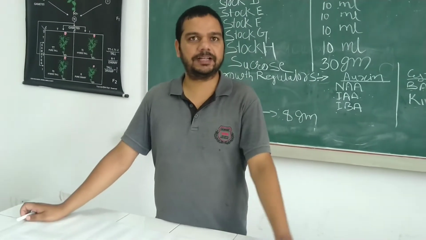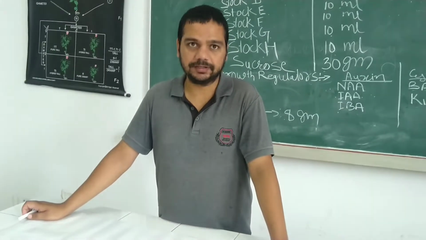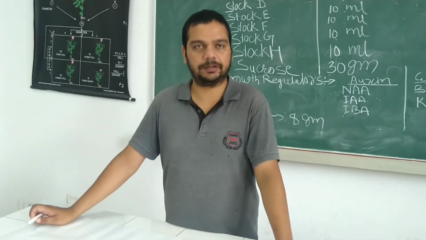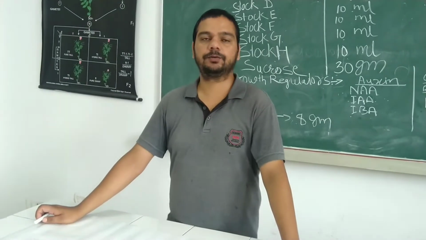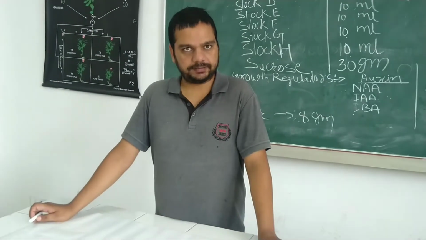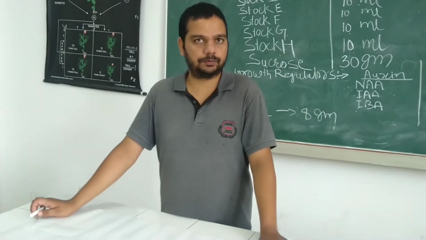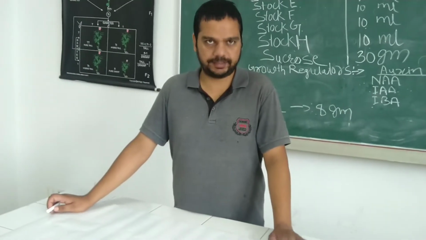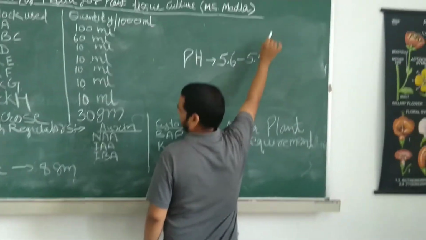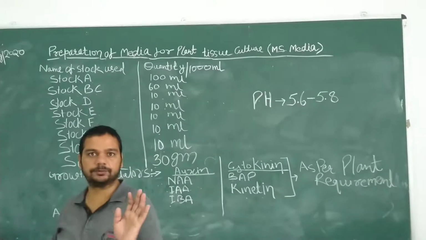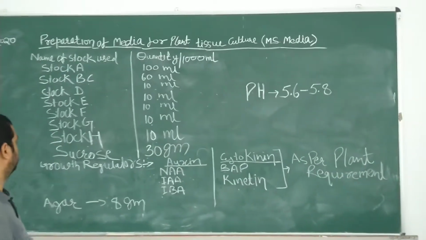In simple terms, media can be defined as an aqueous solution containing all the essential micronutrients, macronutrients, energy sources and growth regulators in proper concentration required for the proper growth of plants or microorganisms. In case of plant tissue culture, the most commonly used media is MS media, or Murashige and Skoog media. This is the most commonly used media for plant tissue culture.